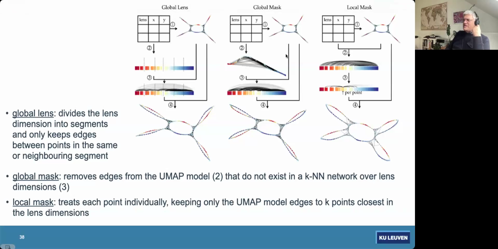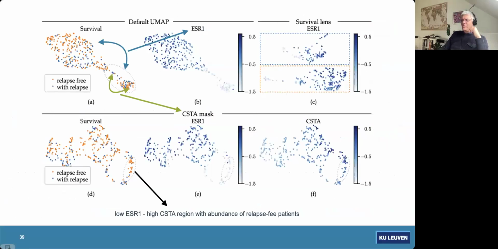That's what we call the global lens. Then there's a global mask and a local mask. Basically, the global mask creates two networks: the general UMAP network, and the K nearest neighbor network, and then does an intersection between the two. And the local mask looks at every single point individually, at which of the UMAP links are actually links to the K nearest neighbors. That goes a bit into technical parts.